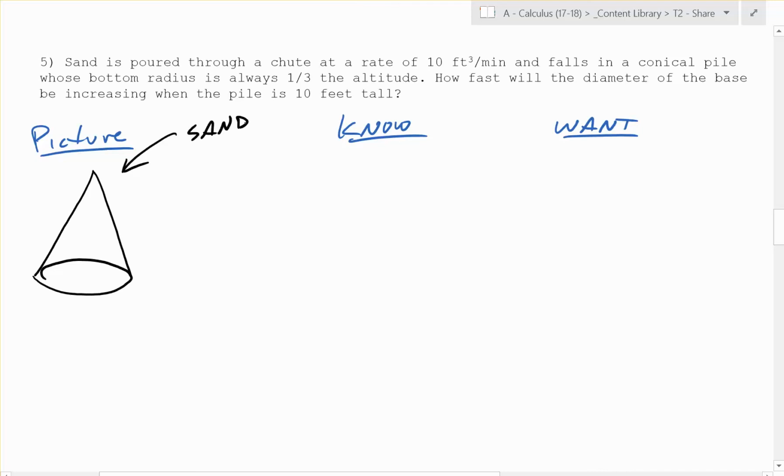Its bottom radius is always 1/3 the altitude. That's this height right here. So we know that r is always equal to 1/3 h. How fast will the diameter of the base be increasing when the pile is 10 feet tall? So we want dD/dt, that rate of change of diameter, when h is 10 feet tall.